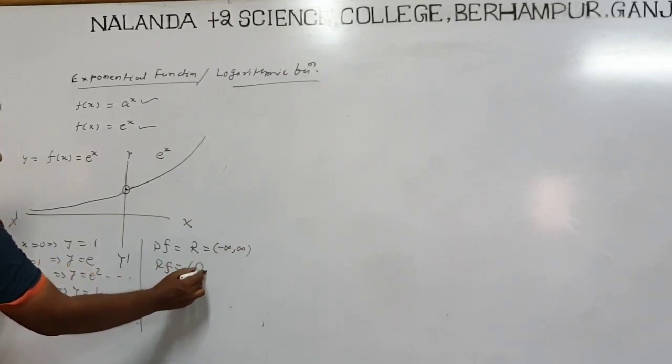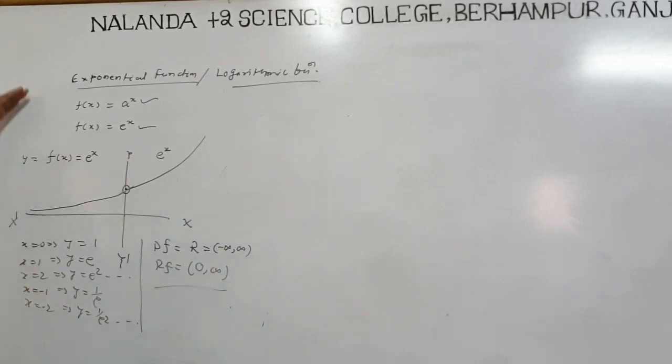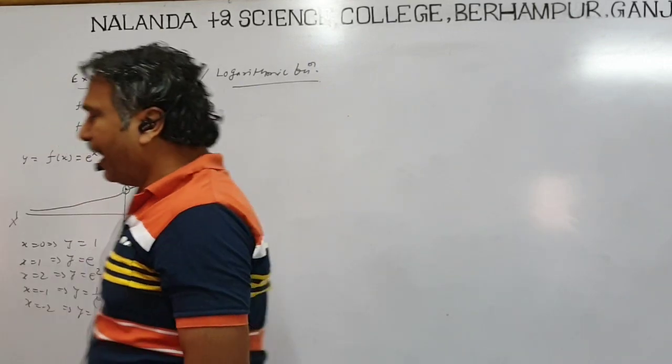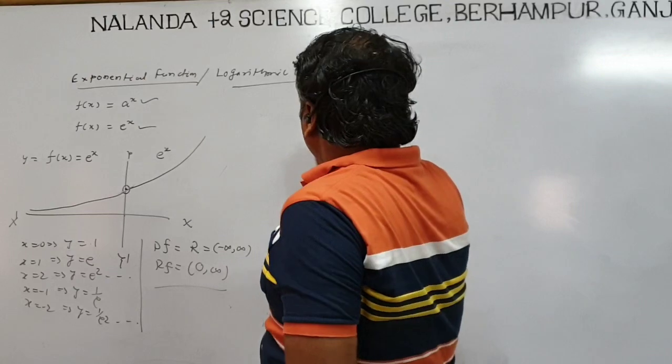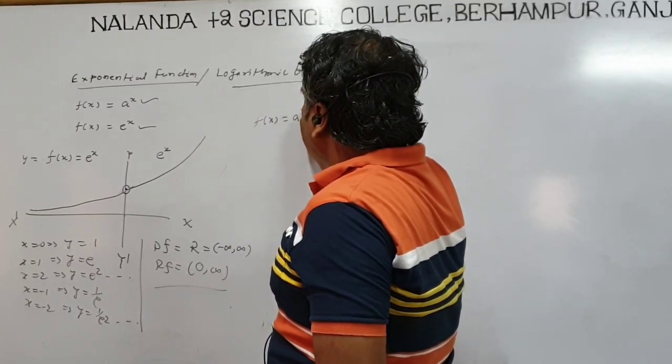Is greater than 0, not equal to 0. Okay, 0 to infinity, only upper up there. Now this is the curve of the exponential function. Now the next one is a power x. Okay, now f of x equal to a power x.